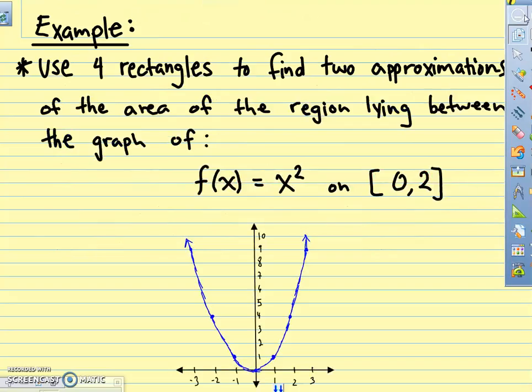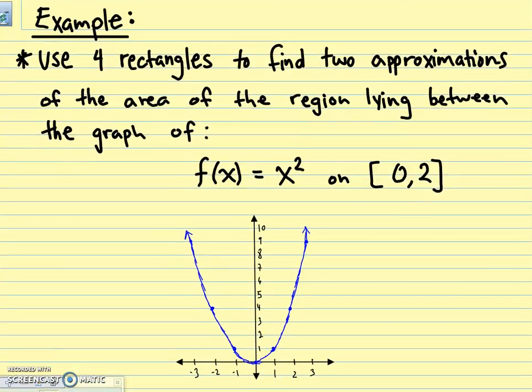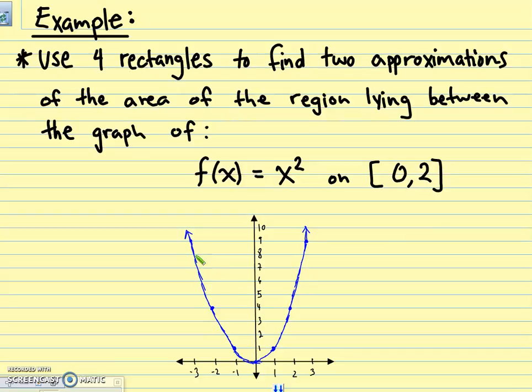I wanted to go over an example with you guys, this one, but I guess I'm going to have to save it for class. And notice that on the interval from 0 to 2, this is increasing, so it's going to switch the concept of the overestimate and the underestimate. And that is it.